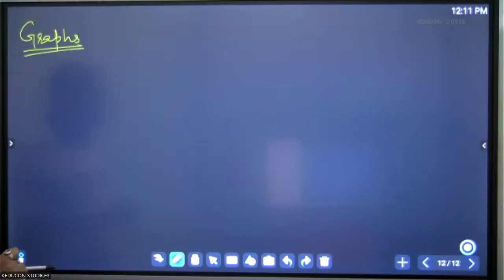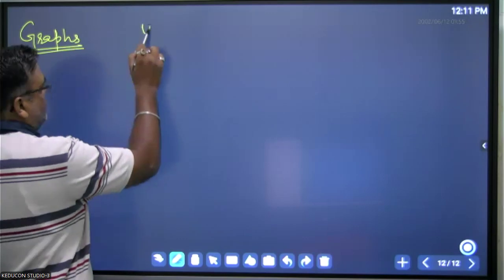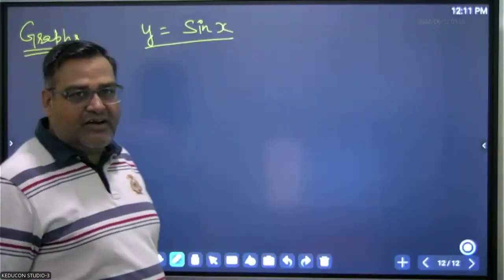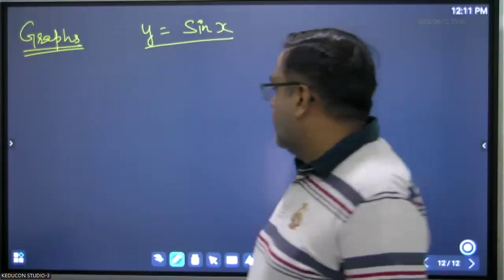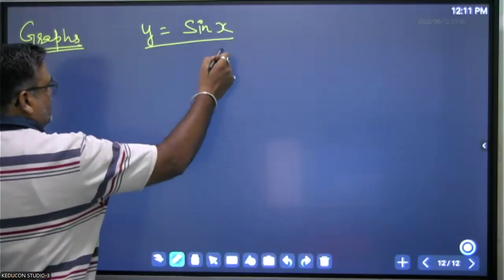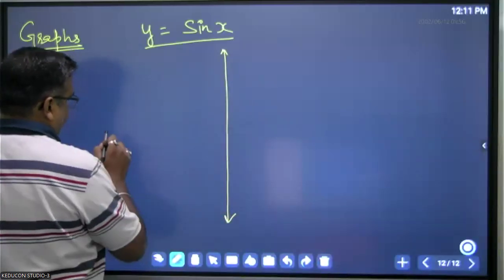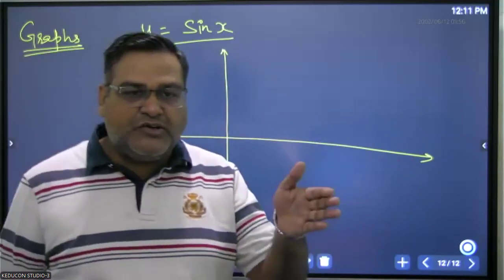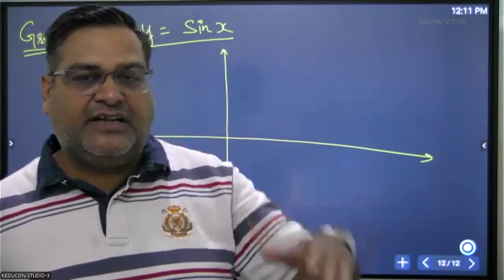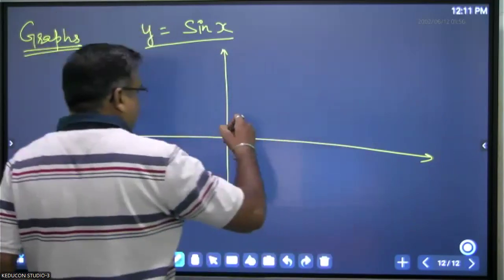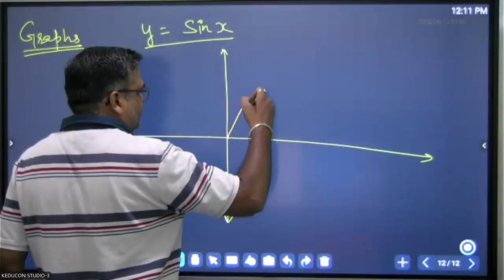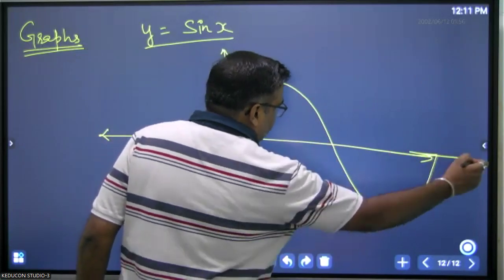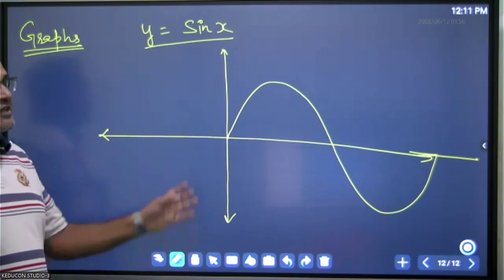Graphs of trigonometric functions. Now students, the first graph is y equal to sin x. How to draw the graph of y equal to sin x? As I told you, initially the value of sine keeps on increasing in the first quadrant, and after a certain point it goes like this. This is the graph of sine, students, right?